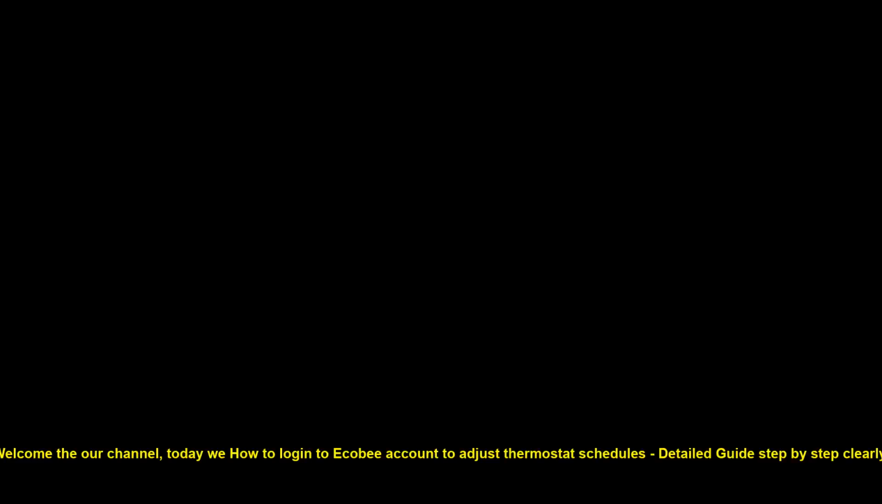Welcome to our channel. Today we'll show how to log into an Ecobee account to adjust thermostat schedules, a detailed guide step by step, clearly. Open your preferred web browser. Type in the Ecobee website URL in the address bar. Press enter to load the site. Once the site loads, locate the login button, usually found in the upper right corner.